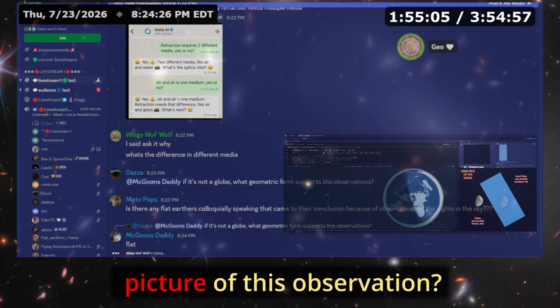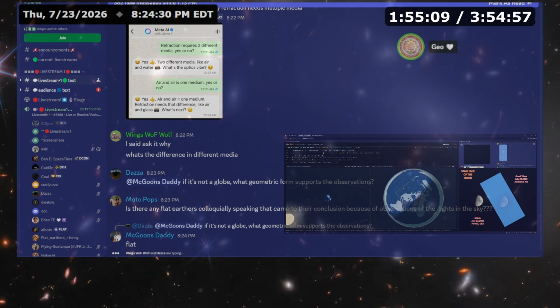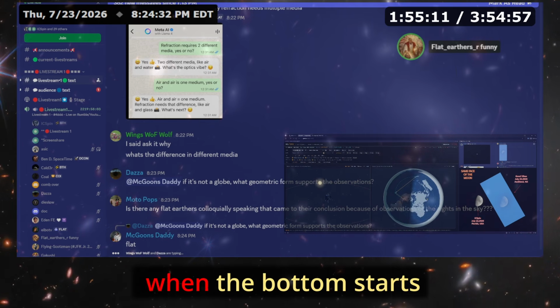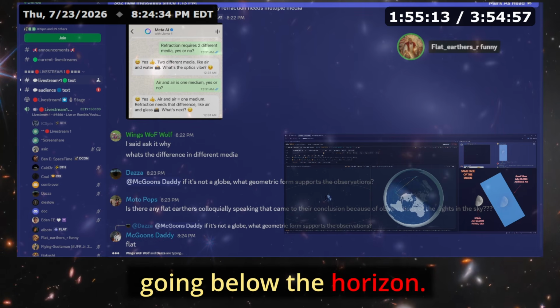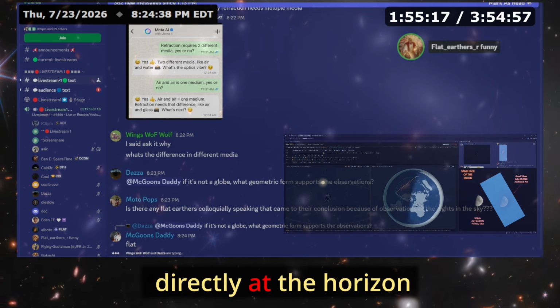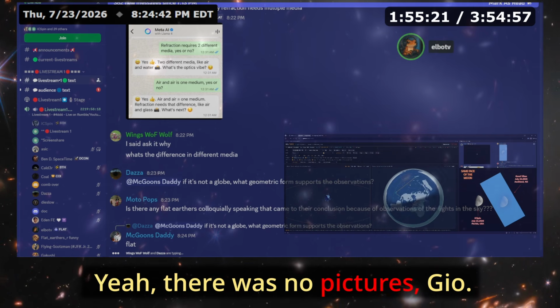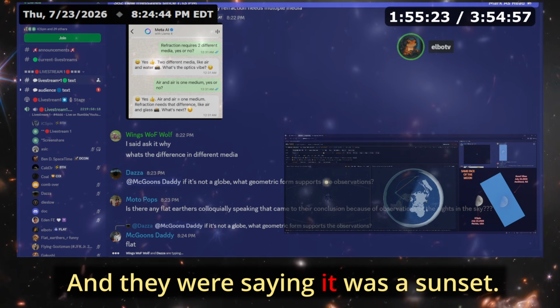Was there an original picture of this observation? Is it when the sun is intersecting with the horizon? Well, the sun sets when the bottom starts going below the horizon, so therefore it doesn't have to be directly at the horizon, what they were looking at. What? Yeah, there was no pictures, Gio, and they were saying it was a sunset.